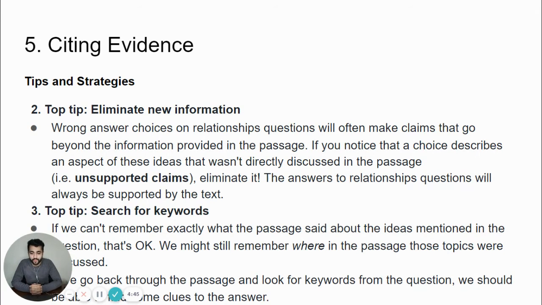The next two tips are quite similar. If you have any new information that has been introduced into the choices, eliminate that. And then if you find yourself stuck and you can't find where the claim might be in the passage, look for keywords in the question and then search for those keywords in the passage as well.